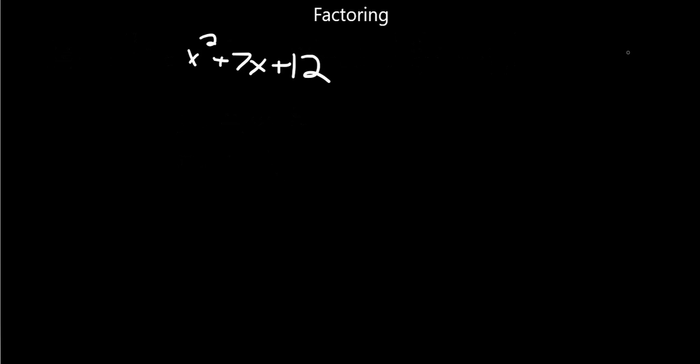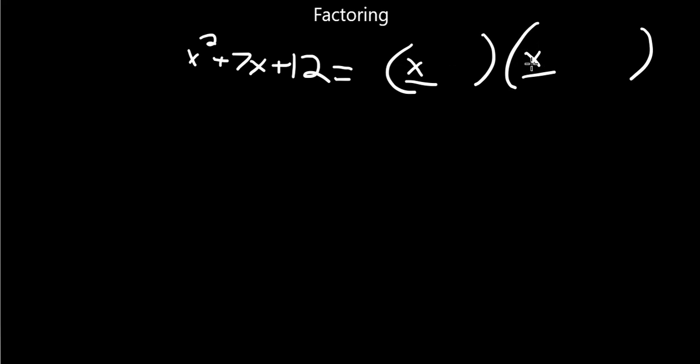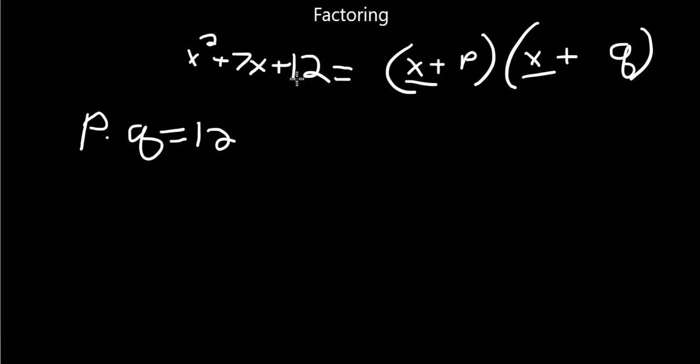If I wanted to factor x squared plus 7x plus 12, I would know that it would be two binomials multiplied together. Now the first term in each of these must multiply to x squared, so it would have to be x. From here we know that it's plus p and plus q, so we just have to figure out p and q. Using our method from before, we know p times q will be 12, which is the last number, and p plus q will be 7.